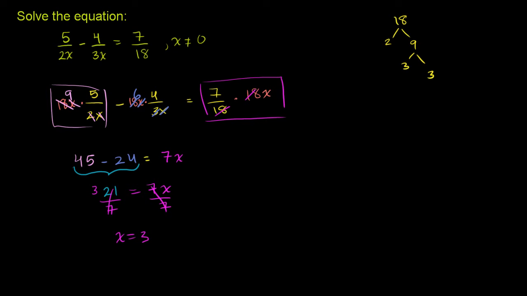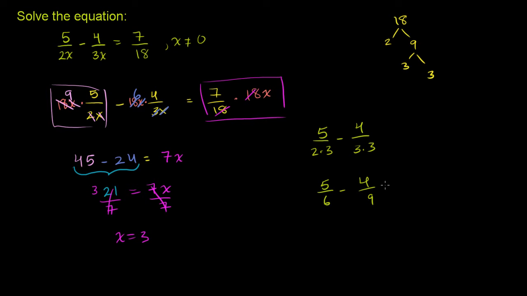And let's verify that that works. So we have 5 over 2x, which is the same thing as 5 over 2 times 3, minus 4 over 3 times 3. So this is 5/6 minus 4 over 18. Sorry, 4 over 9.